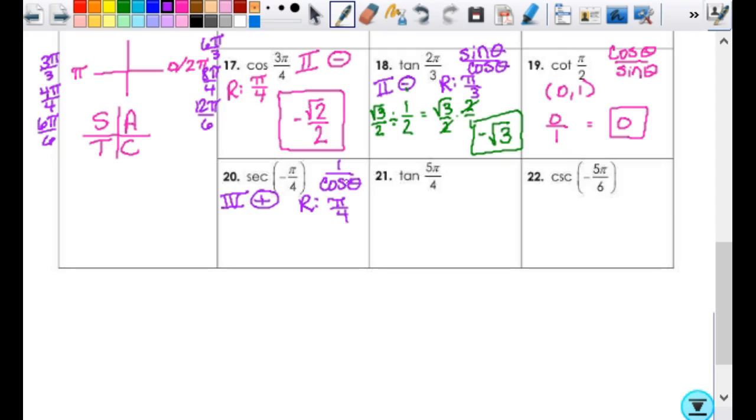Now, I can write it as 1 over square root of 2 over 2, but that's yucky. As long as you know that this means a reciprocal, we just flip the fraction. So instead of the square root of 2 over 2, I'm going to write 2 over the square root of 2. Does that make sense to you? That is the reciprocal. But what is wrong with this answer? Square root in the denominator. So I have to rationalize, which gives me 2 square root of 2 over 2.